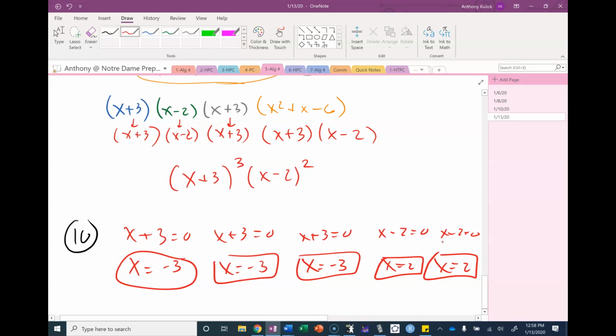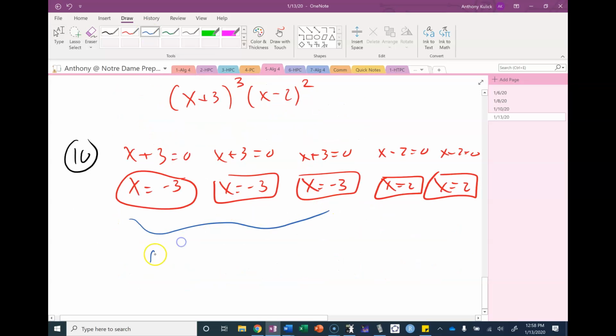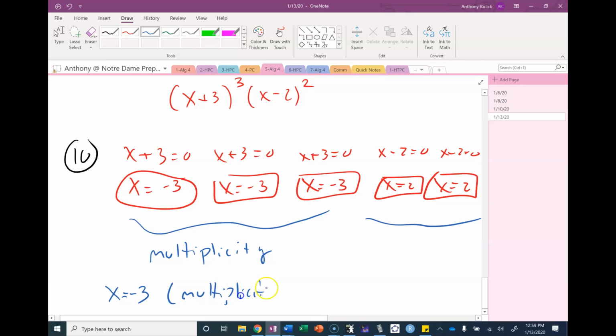So we should have 5 answers, negative 3 happening 3 times, and positive 2 happening 2 times. We call this a multiplicity. When that happens, this is like x equals negative 3, multiplicity 3, because that answer happens 3 times. That's how you would use that vocabulary.